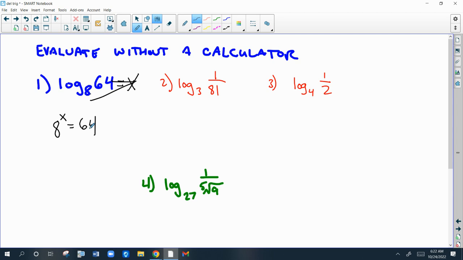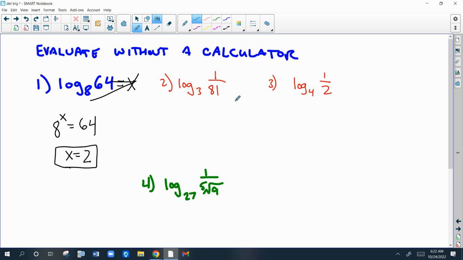Now I have to solve for x. Normally you would try to get the same base here, but I think it is obvious that 8 squared is 64, so x equals 2. And we're done. So the log base 8 of 64 does equal 2.